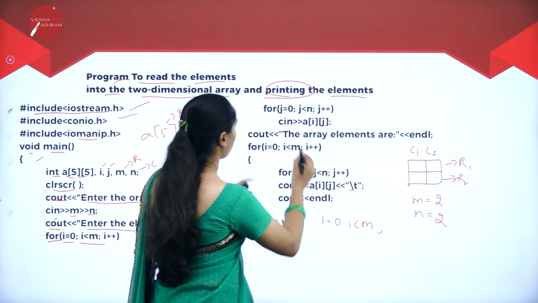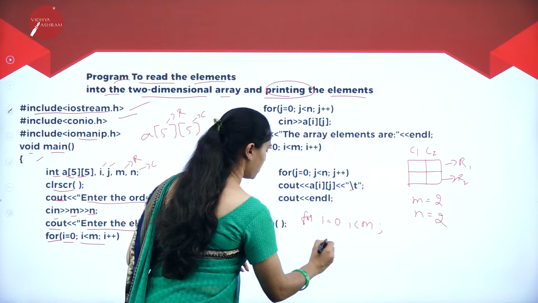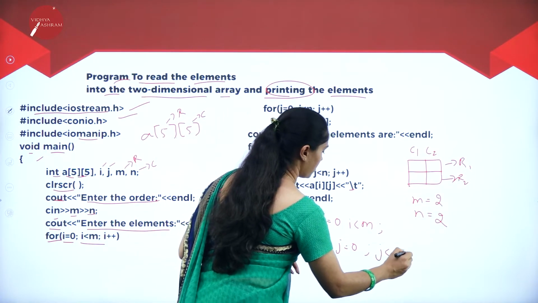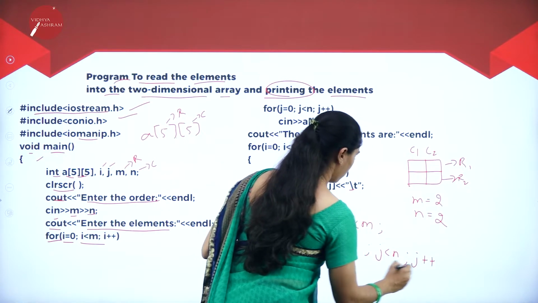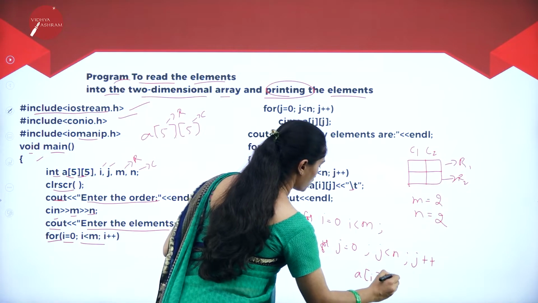Okay. Again what we have? For j = 0, j < n, then j++. If it becomes true, it will input a[i][j].